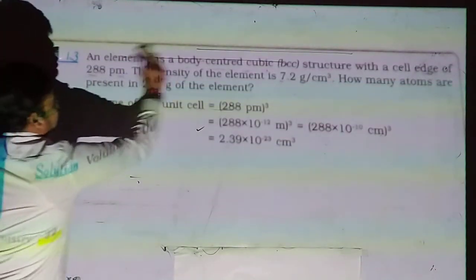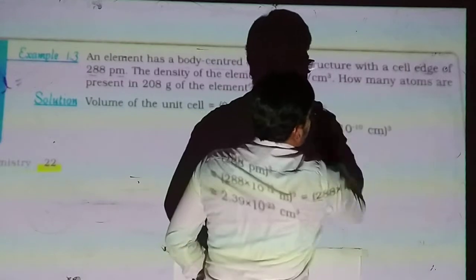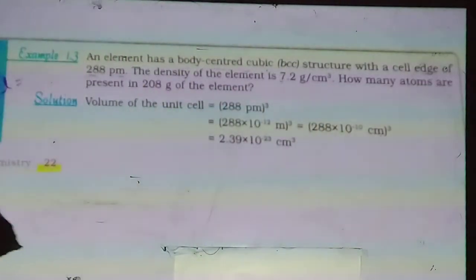Now, an element has a body centered cubic structure with a cell edge of 288 picometer. The density of the element is 7.2. How many atoms are present in 208 gram of the element? This one is a most-asked question.